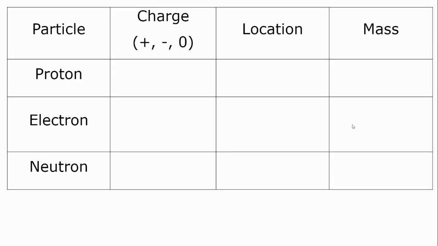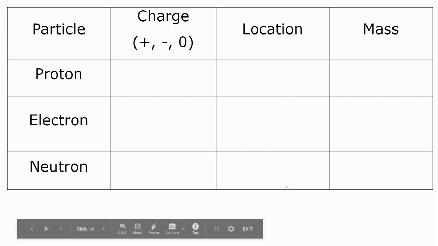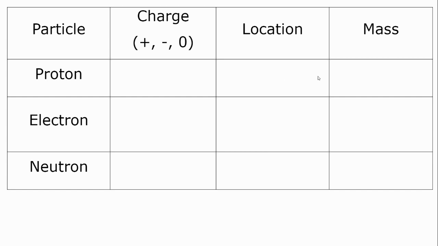So let's do our subatomic particle chart. We know that a proton is positive. We know that an electron is negative, and we know that a neutron is neutral. The location of a proton can be found in the nucleus. The location of the electron can be found in the electron cloud. The neutron is found in the nucleus with a proton.